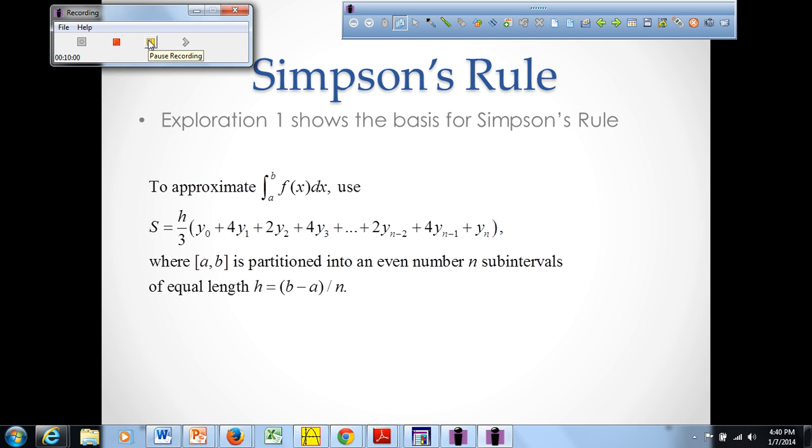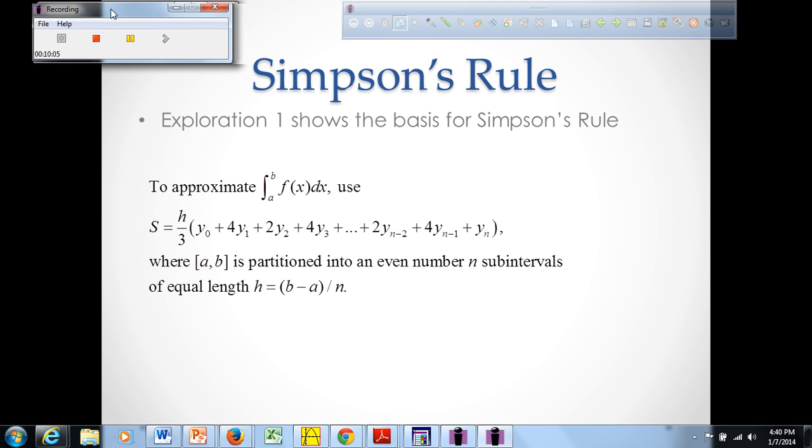All right, our next topic is Simpson's rule. Simpson's rule is another way to approximate the area under a curve, but Simpson's rule is based on parabolas instead of trapezoids or rectangles. And Simpson's rule is an AP topic. I do want you to be familiar with it. You are responsible for knowing it. But we are not going to derive the entire Simpson's rule.